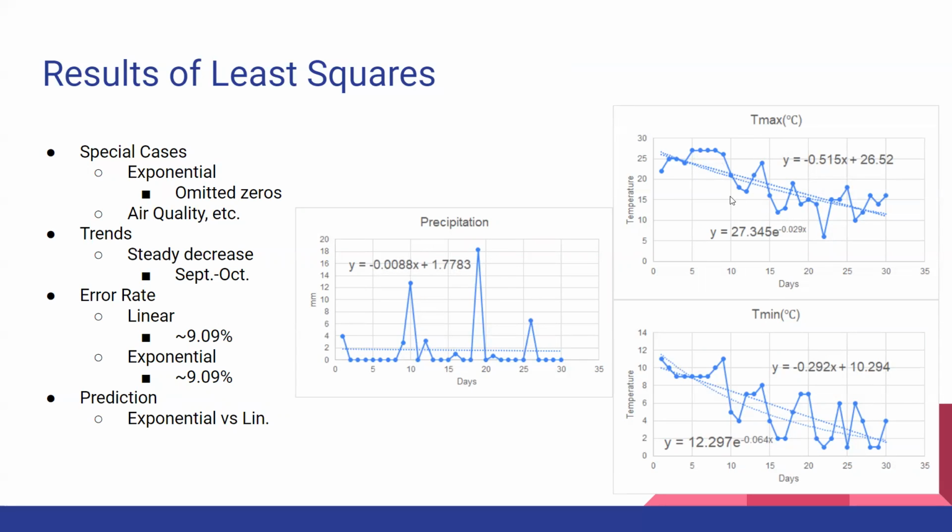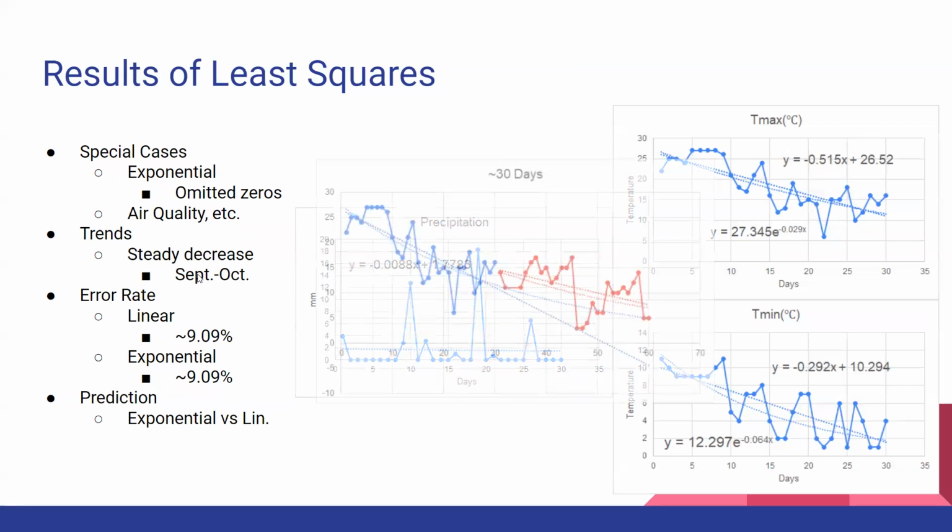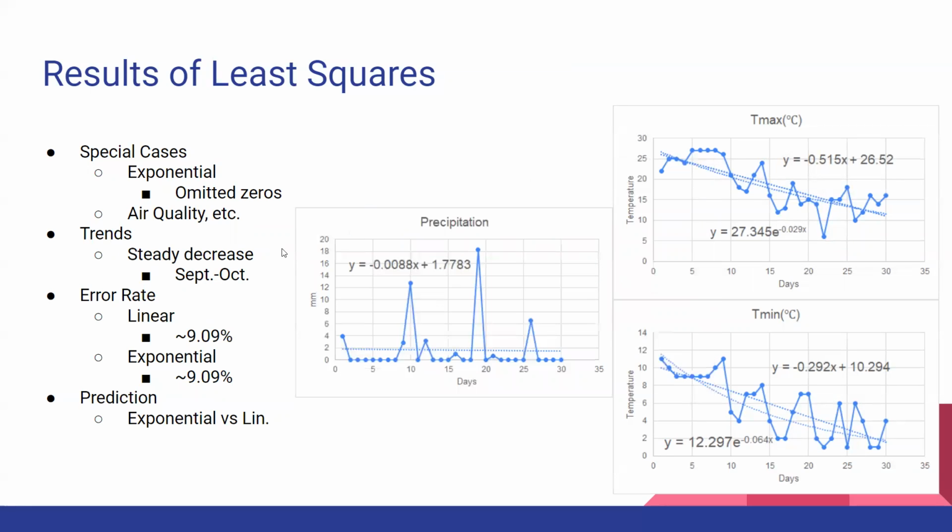I simply plotted the points and then put the equation in, and these are the trend lines that you get. Obviously, weather changes every second, and there's a lot of factors going into it, like air quality, natural disasters, events, etc., that make your weather fluctuate. As you can see, the steady trend is just a decrease, and that makes sense because you're transitioning from September to October and it's getting colder.